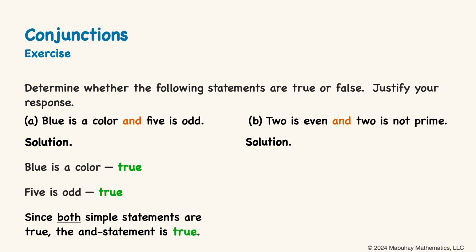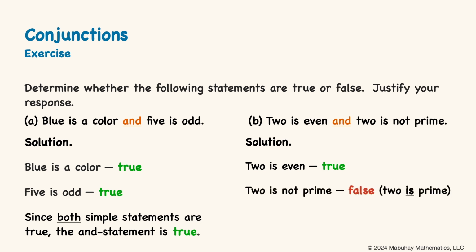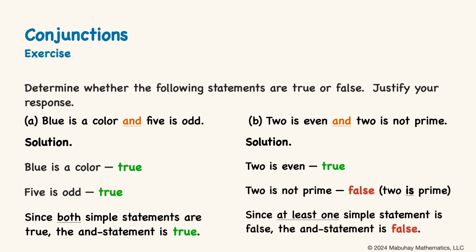All right, part B. 2 is even and 2 is not prime. Okay, so first simple statement, 2 is even. That's true. 2 is not prime. That one is false because 2 is prime. And so since at least one of these simple statements was false, the overall and statement is false. All right, so that's how we handle conjunctions.